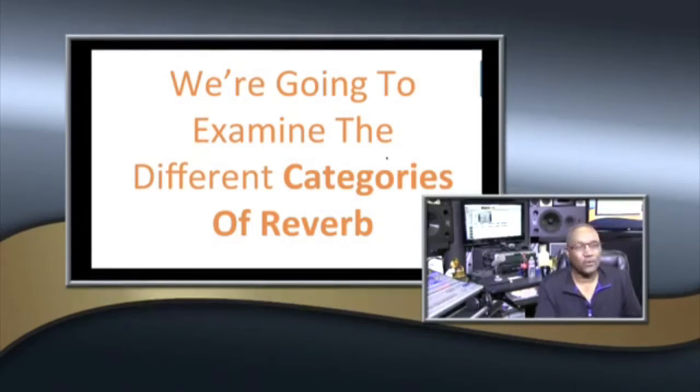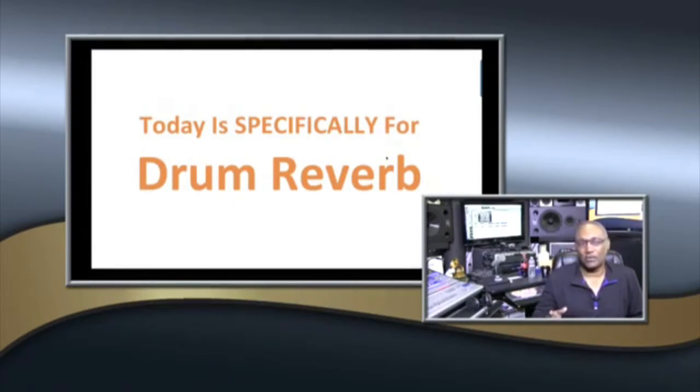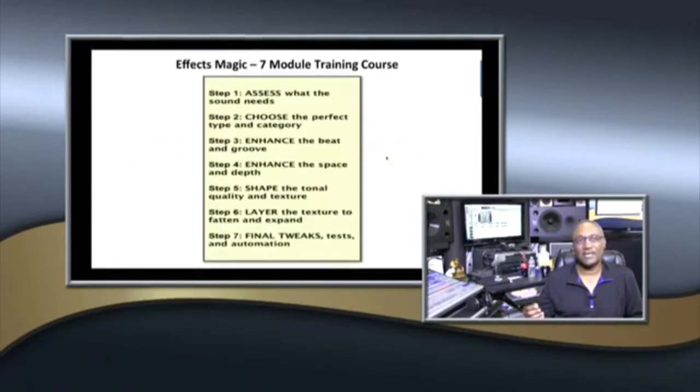Today we're going to examine the different categories of reverb. When we talk about effects, we usually think about the broad thing of reverb, delay, chorusing, doubling, things like that. But reverb in particular has a bunch of different things. Today we're going to be talking specifically about drum reverb, but when we pick reverb for drums, there's a lot of subcategories.